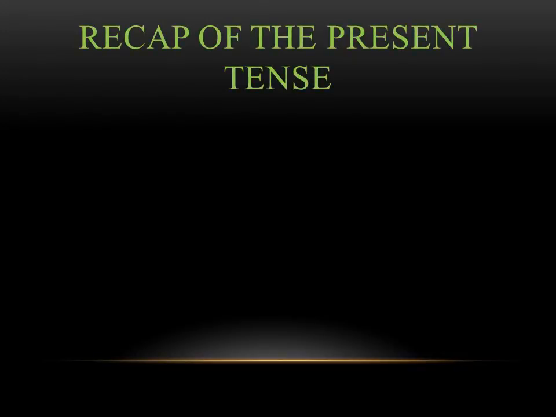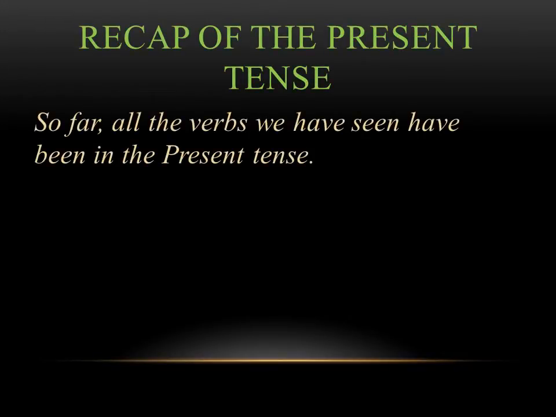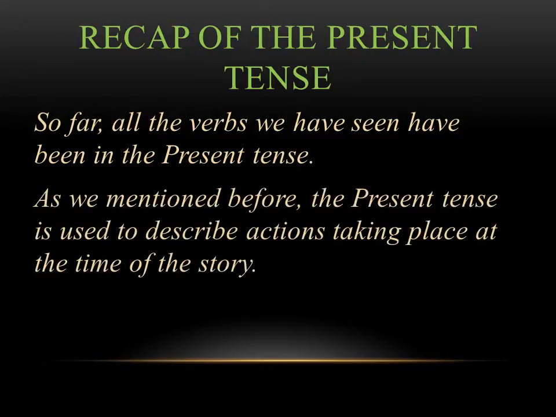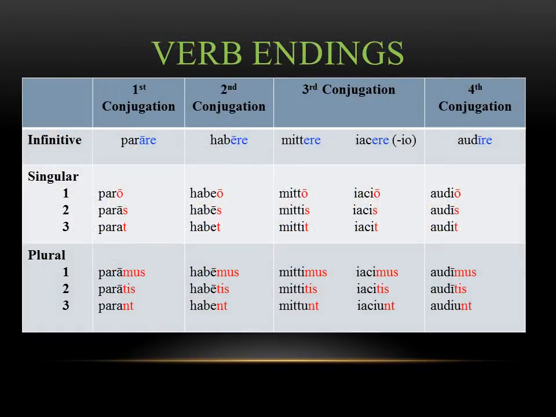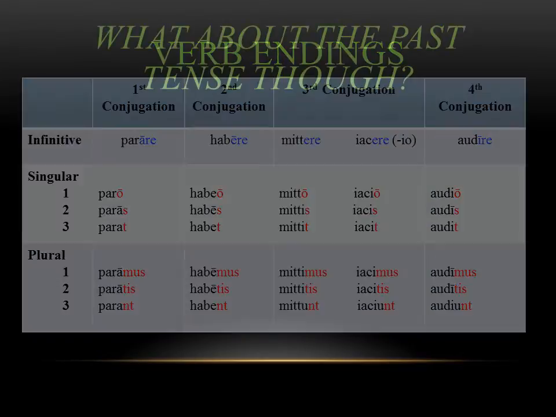So just a recap of the present tense. All the verbs we've seen so far have been present tense. And remember, we said that these present tense verbs are used to describe actions that are taking place at the time of the story, meaning they're happening right now. So let's look at our verb endings. Remember, this is our chart of the 4 conjugations that we've seen, and all of their endings. Hopefully by now this looks familiar, and you could conjugate verbs like this.